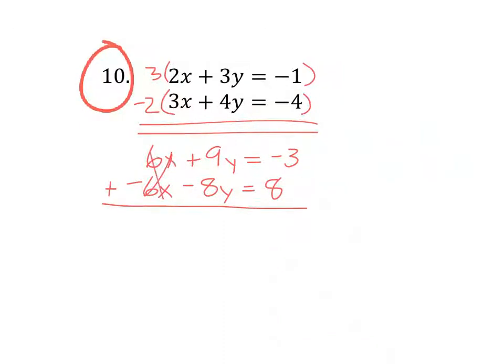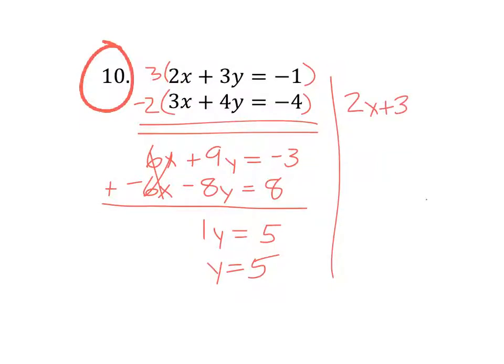So the x's eliminate. 9 and negative 8 makes 1y. And then negative 3 and 8 makes positive 5. So we just end up with y equals 5. So then I need an x value to go with it. I'll use the top equation. So 2x plus 3 times y is 5 equals negative 1. 3 times 5 is 15.